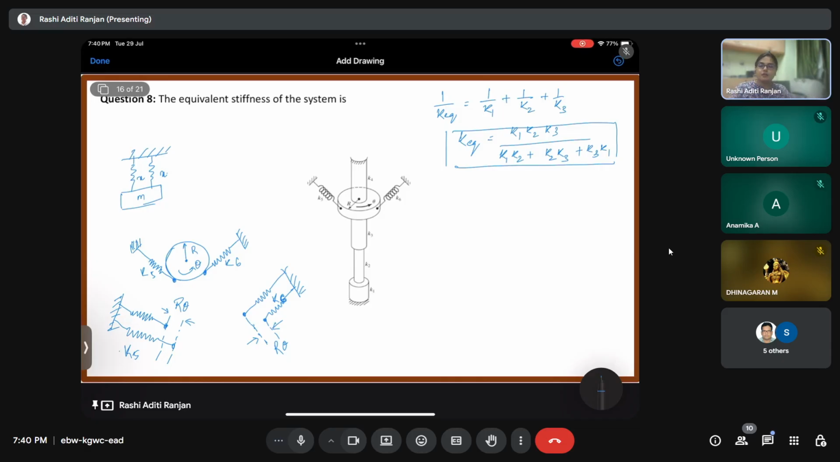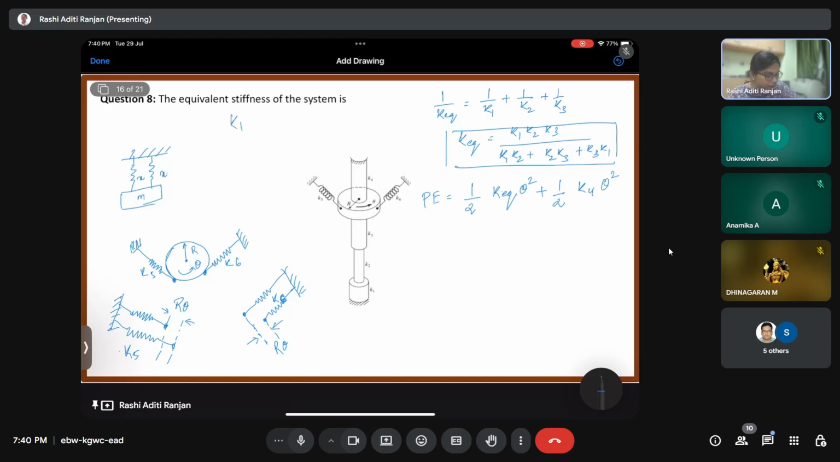I can write it in terms of theta. So now if I try to write the total potential energy, I can evaluate K final equivalent. So the total potential energy is going to be half K_EQ theta square plus half K4 theta square, right? Because this K1, K2, K3, and K4 are torsional stiffnesses.